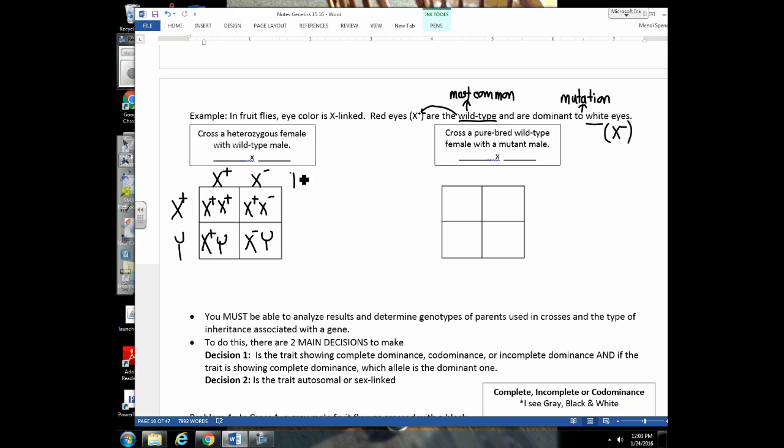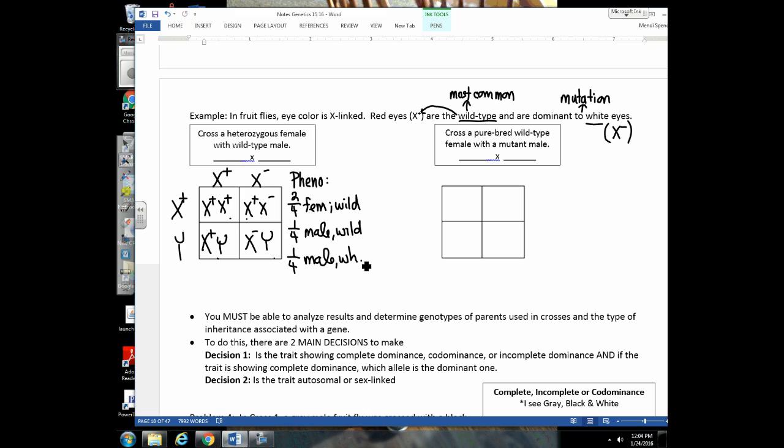Now, since this is sex-linked, we're going to be reporting phenotypes with both what they look like in reference to their eyes, but also with the sex. So here I have two females, 2 out of 4, and they're both wild type. They both have red eyes. I have one of these males, 1/4, and he's got red eyes. He's got that wild type. And here's a mutant male. He has those white eyes.